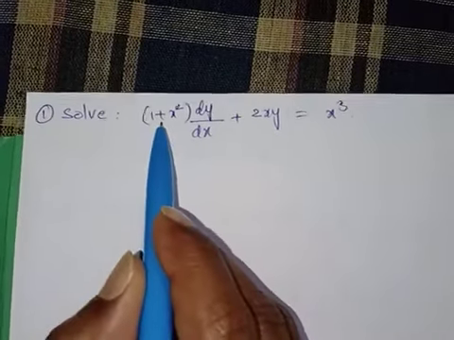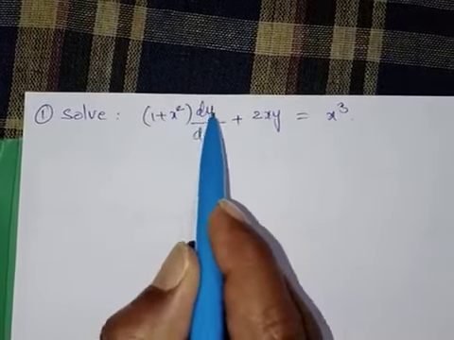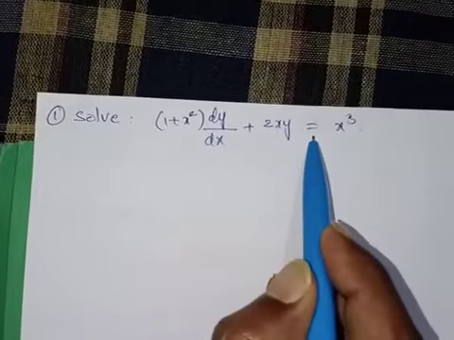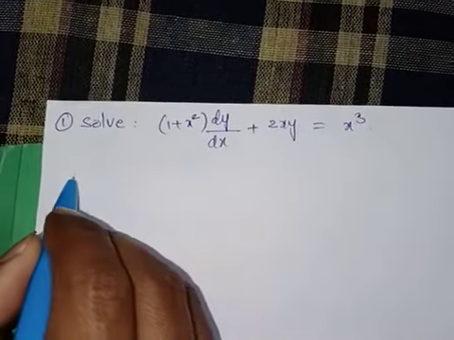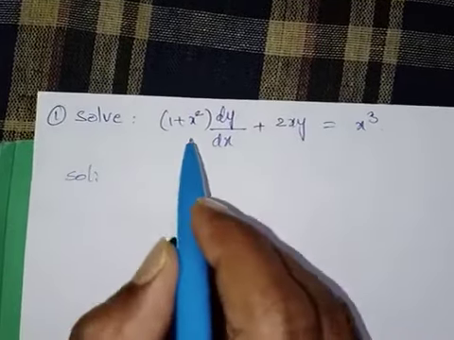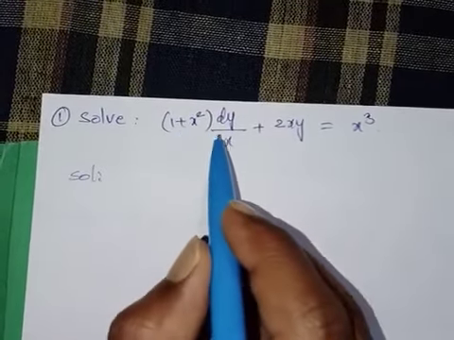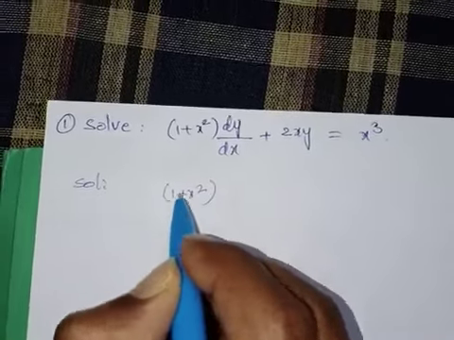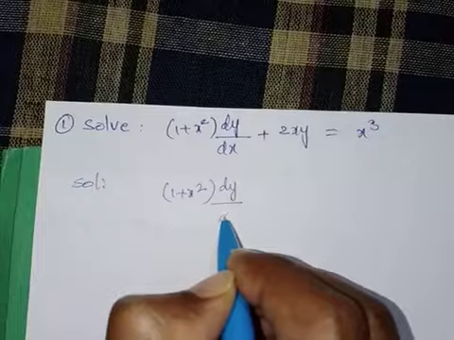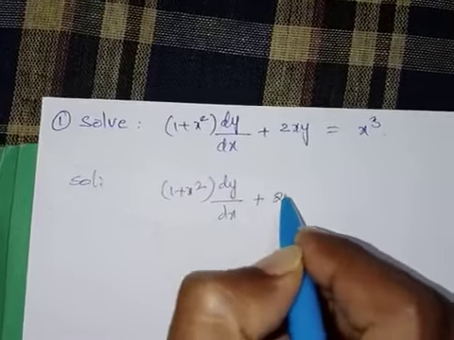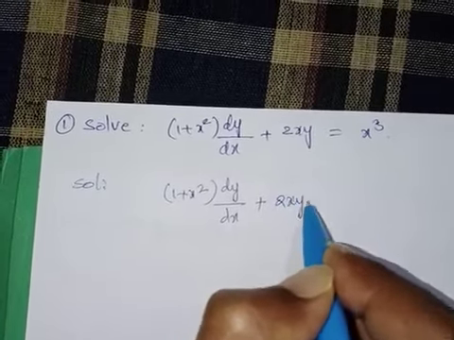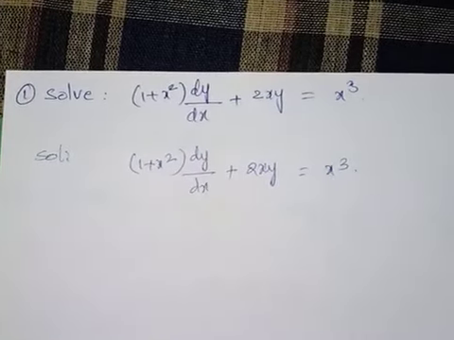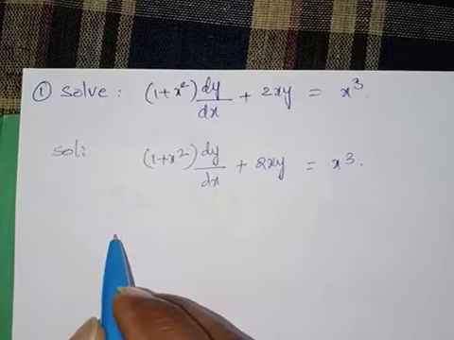Solve (1 + x²) dy/dx + 2xy = x³. Solution: the given differential equation is (1 + x²) dy/dx + 2xy = x³. Now first of all, write down the linear equation form.